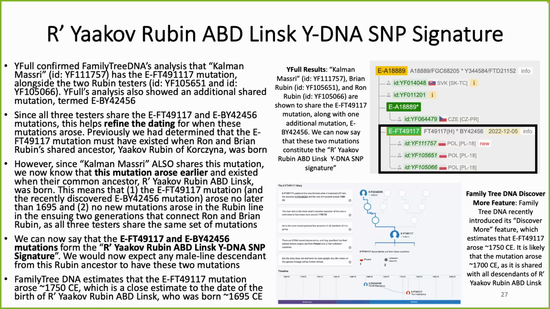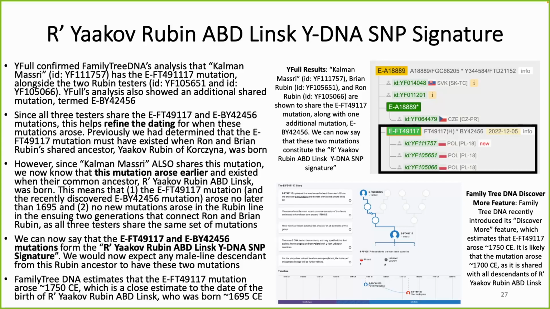And so we can refine the signature. Instead of saying that FT49117 and BY42456 were the Yaakov Rubin Y-DNA SNP signature, actually, they are Rabbi Yaakov Rubin, the Beit Din of Linska's Y-DNA SNP signature. Any male line descendant from that rabbi is now expected to carry these 2 mutations, as we've seen with these 3 testers.